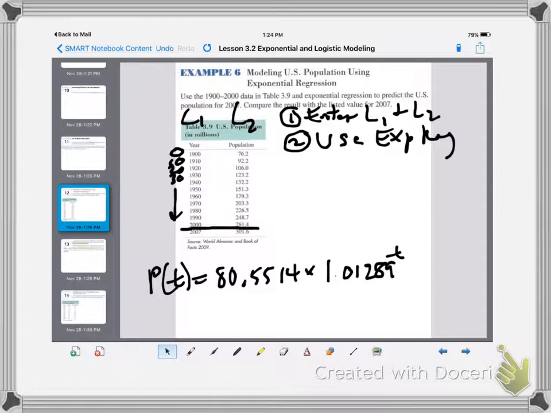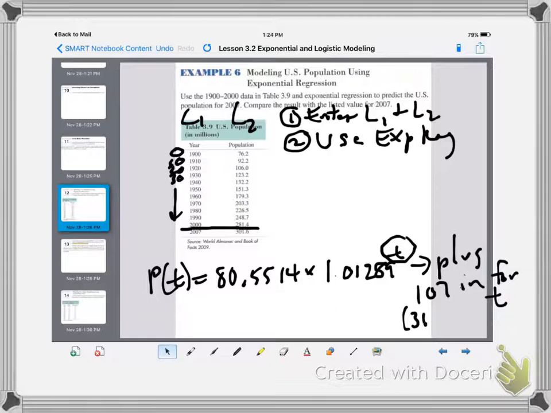Now, in 2007, how many years have elapsed since 1900? 107 years. So plug 107 in for T. Put that whole function in your calculator and find out what that actually is. I believe this gets you 317.1 million.